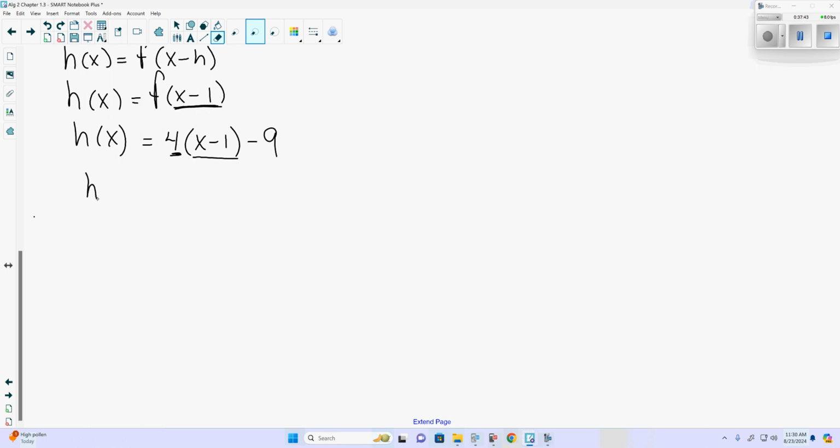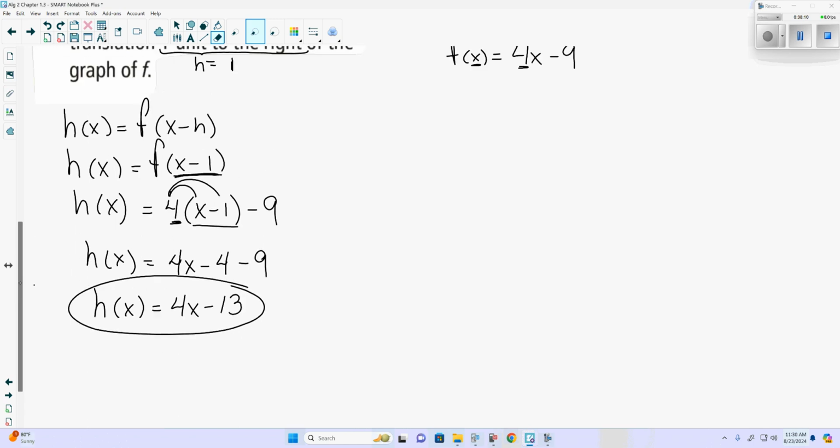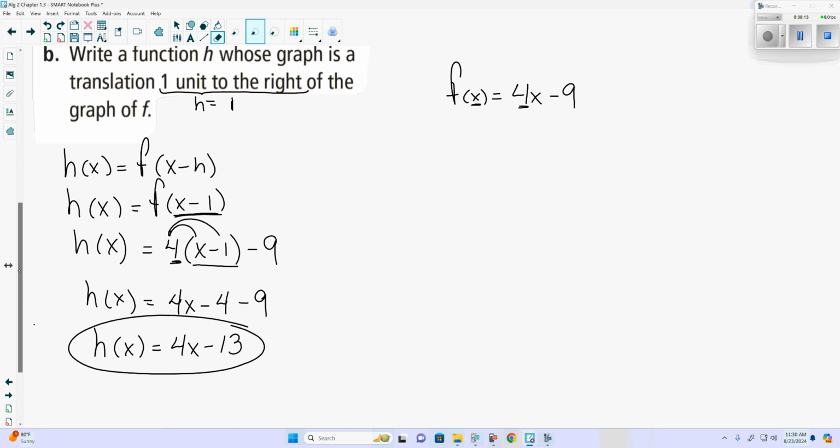But the last thing we need to do is distribute. 4x minus 4, because our 4 times x would be 4x, and 4 times negative 1 would be negative 4. And that's it. Kind of feel a little more comfortable with that? Yeah.